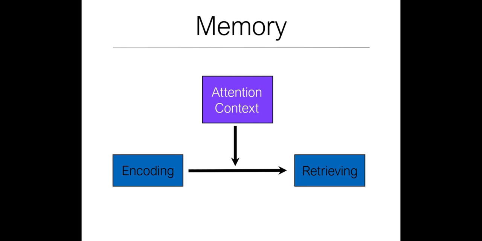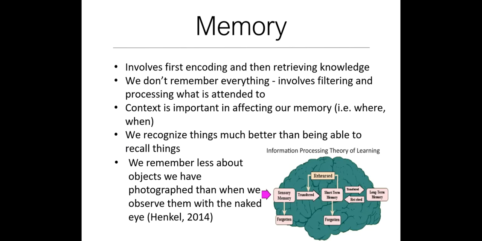Now let's have a little look at memory. What you need to understand about memory is that first comes encoding and then retrieval of knowledge. However, we don't remember everything, and attentional and contextual elements factor into what we remember and how well we remember it. So the more attention paid to something and the more processing, thinking we do about something, the better we remember it, which essentially creates many neural connections. We also learn by doing as well as by thinking. So memory involves first encoding and then retrieving the knowledge, and context is important in affecting our memory. So we may remember where and when we were.